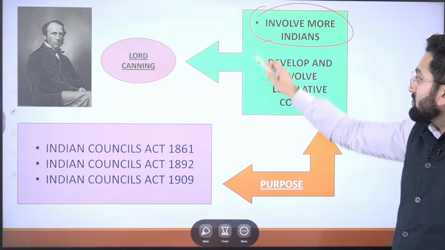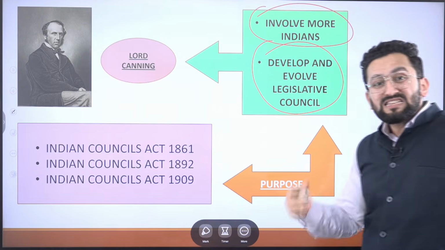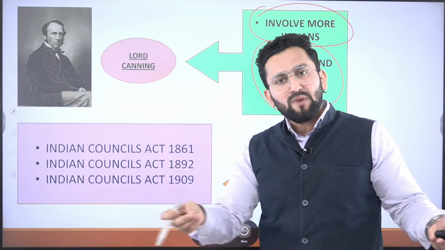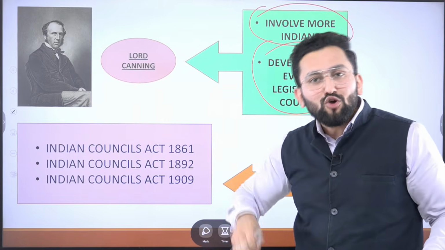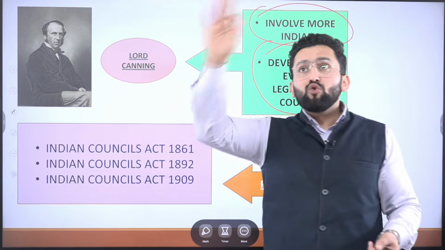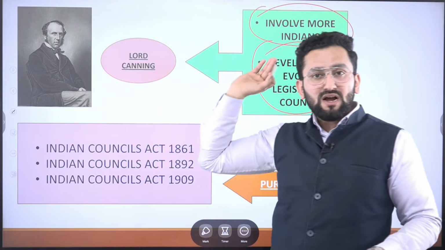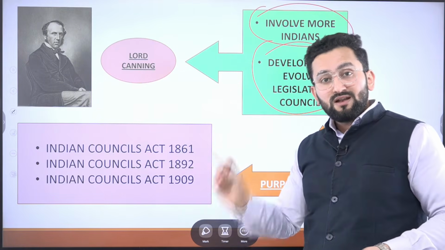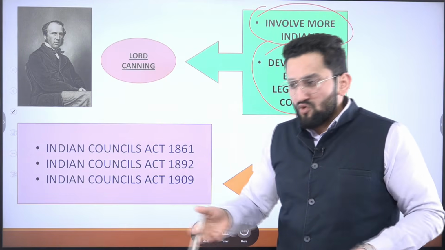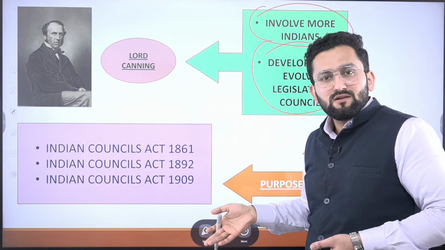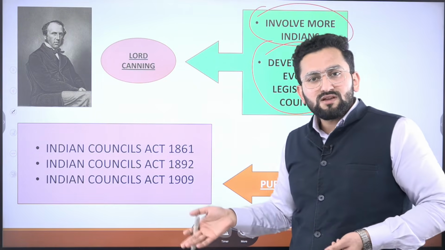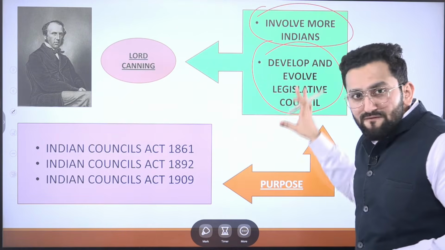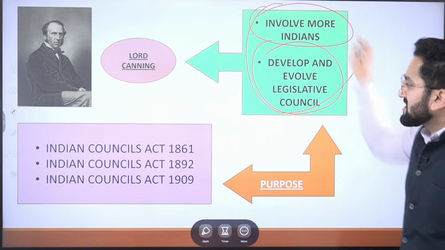So it is better to involve more Indians and develop and evolve legislative councils. Councils means there will be several members, and these members will participate in law-making process. So that now Indians will not say, oh, we are not going to follow this law because this law was made by Britishers. Since many Indians are going to be incorporated in this legislative council, now it can be said as a reply that we have Indians also in legislative council, right? Your own brothers and sisters are making law now. It's not just Britishers enforcing. So by this logic, it was a first step to involve more Indians.